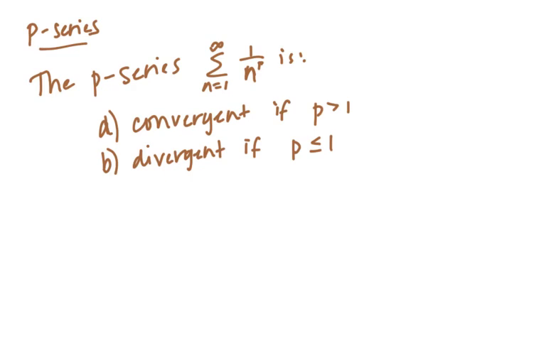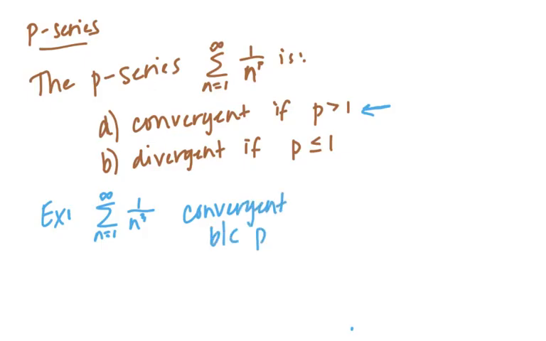So look at this example. This example says the series n equals 1 to infinity, 1 over n to the third. Now look at your power of n. Your power of n is 3, which is greater than 1. Since it's greater than 1, we say this is convergent. Convergent because it's a p-series. You don't have to say because, you can just say p-series. P-series convergent.